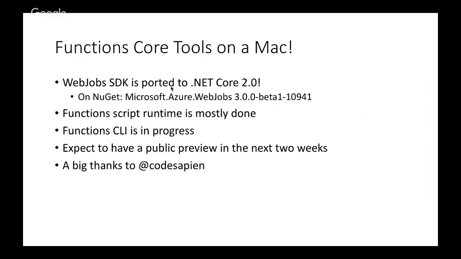So we've ported the WebJobs SDK to .NET Core 2.0. In fact, you can try it now. It's on NuGet. It's the latest beta that's available, the 3.0 beta 1. The script runtime is mostly done. There's just some work around HTTP, and the Functions CLI is still in progress. I have a prototype that I'm going to show you. It's missing a few things, but the change to the CLI is actually pretty minimal. We just need to run it on Kestrel instead of the ASP.NET web host.